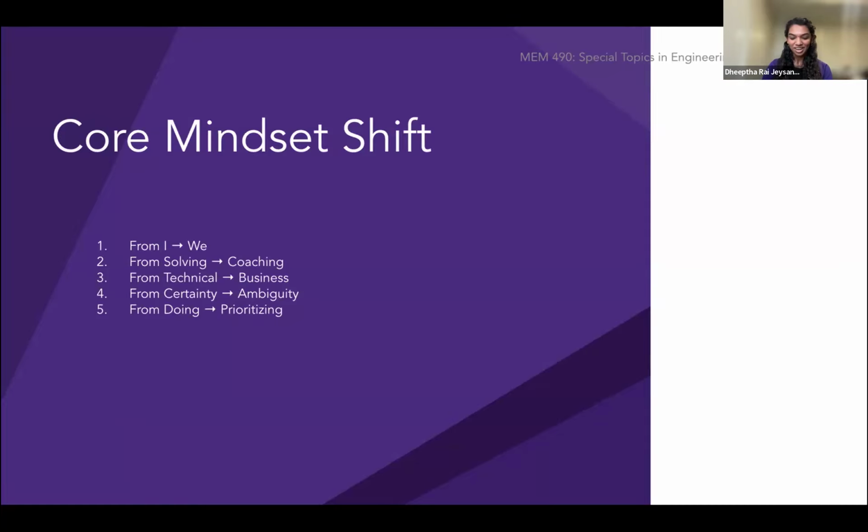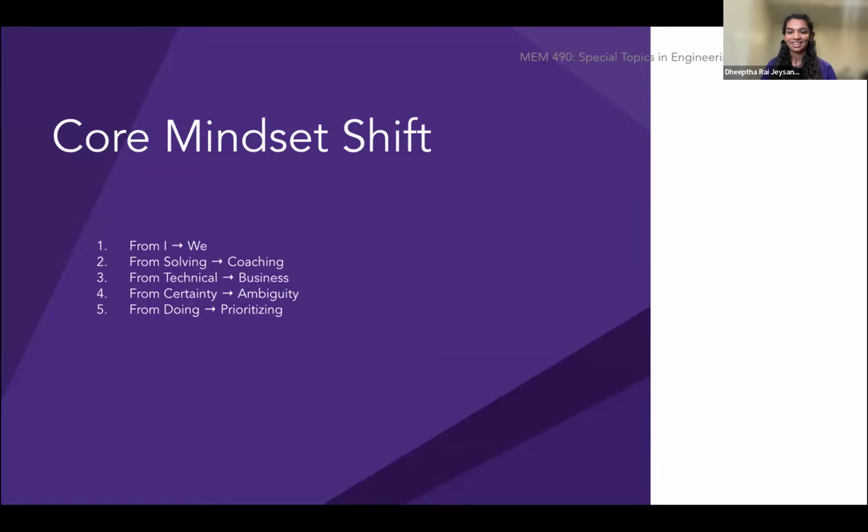That mindset shift is not really easy. It doesn't come naturally. It sounds good on paper, but when you're actually trying to do it, it's not easy at all. So that core mindset shift is what we're looking at here: from I to we, from solving to coaching, mentoring, and collaborating, from technical to business, and from certainty. Because if you're asked how long will you take to do this product, you're going to say, I'll take a week. But when you're working with the team, you don't know how long the team will take.